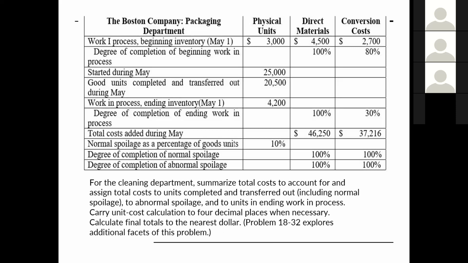For the cleaning department, summarize total cost to account for, and assign total cost to units completed and transferred out, including normal spoilage, to abnormal spoilage, and to units in ending work in process. Carry unit cost calculation to 4 decimal places when necessary. Calculate final totals to the nearest dollar. Problem 1832, explore additional phases of this problem. Next.